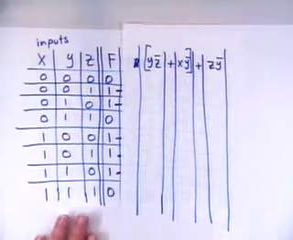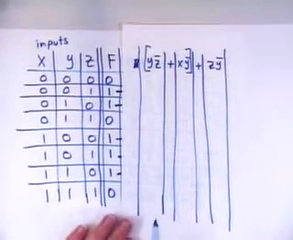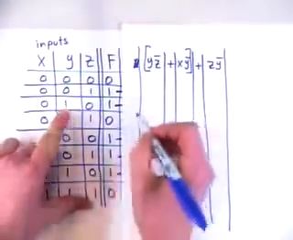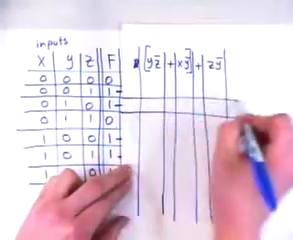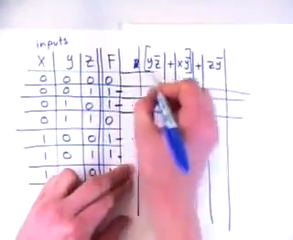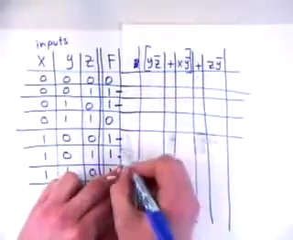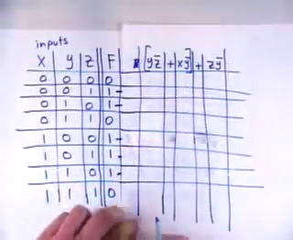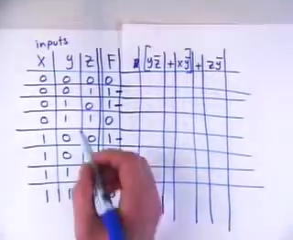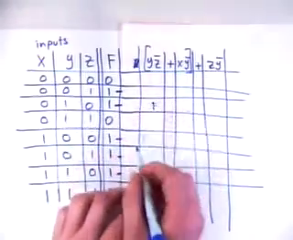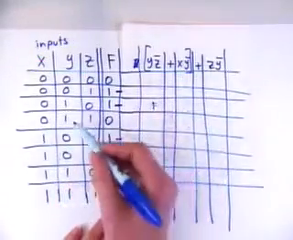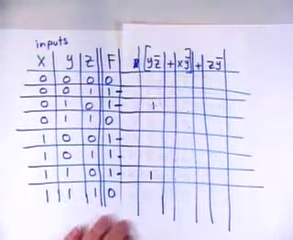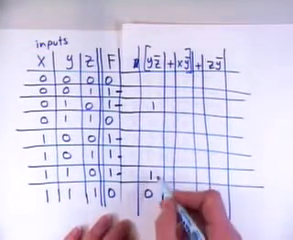Okay, so for y not z, I have to put a 1 whenever y is true and z is false. So I look for y is true. Let me make some rows over here. So I look where y is true and z is false. That's true in the third row, and it's true in the 7th row, and it's not true anywhere else, so I can put zeros everywhere else.